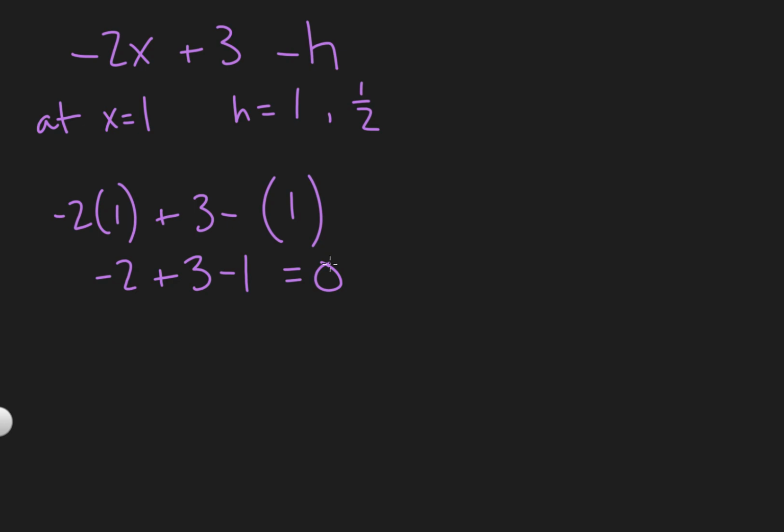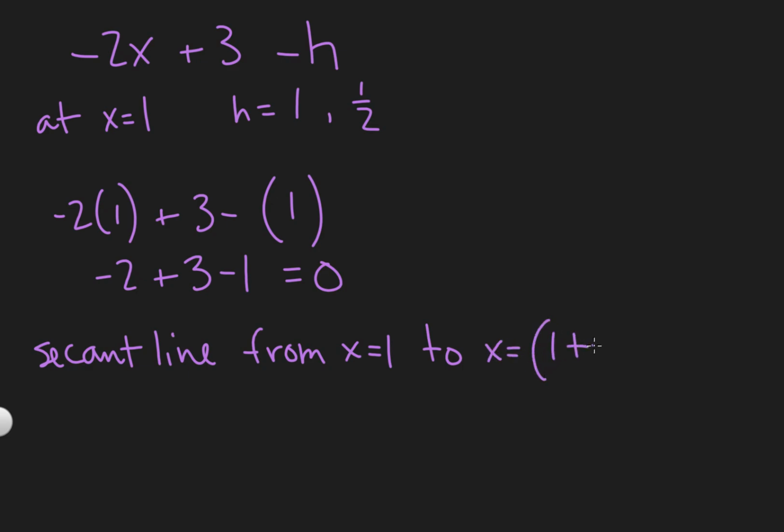Now remember, the difference quotient is slope. So what this is saying is the secant line from x equals 1 to x equals 1 plus 1, this is your x, this is your h, has a slope of 0, which means it's a horizontal line.